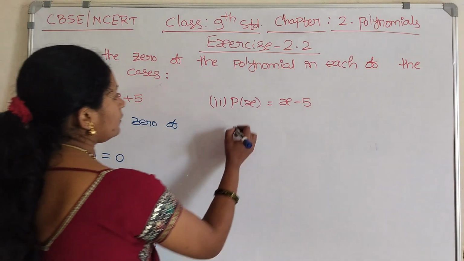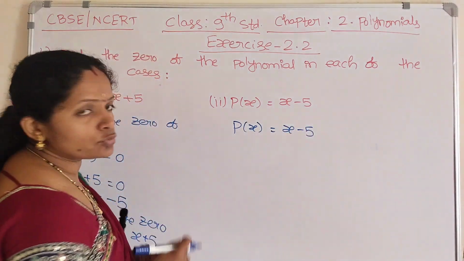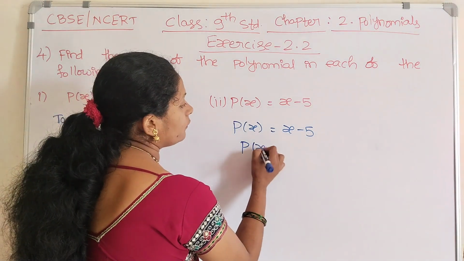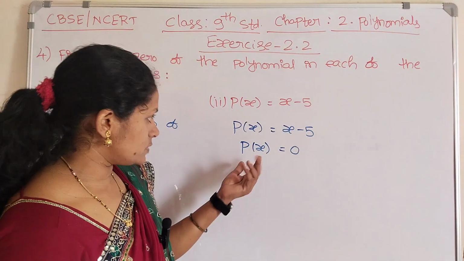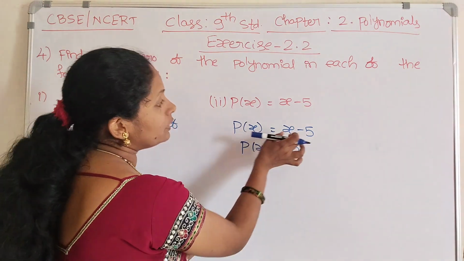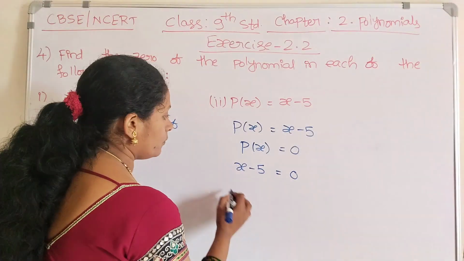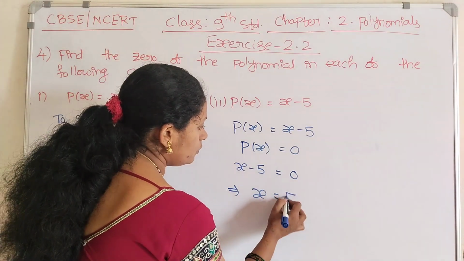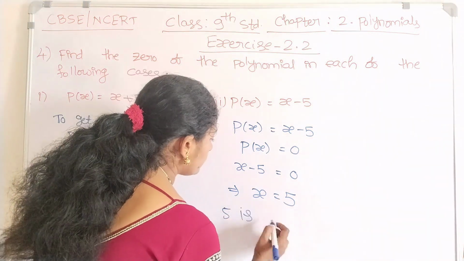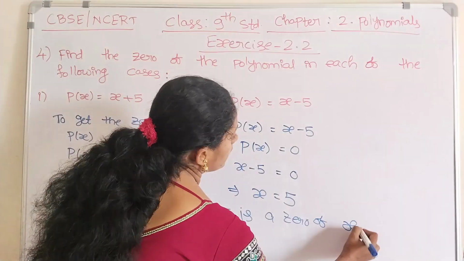Next, p of x is equal to x minus 5. We have to do the same procedure for all of these questions. Now, p of x is equal to 0, because we want to get the zeros of this polynomial. Now, substitute x minus 5 equals 0, which implies x is equal to 5. This is the zero. 5 is a zero of x minus 5.